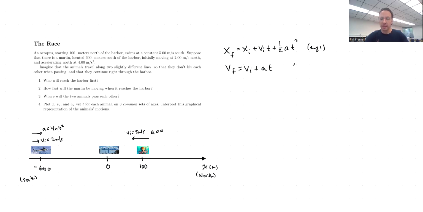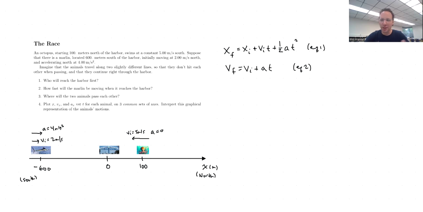And recall that these kinematics equations only work for constant acceleration motion. Thankfully, both of these characters do have a constant acceleration, 0 meters per second squared for the octopus, and 4 meters per second squared is the constant acceleration for the Marlin. So question number 1 is, who will reach the harbor first?